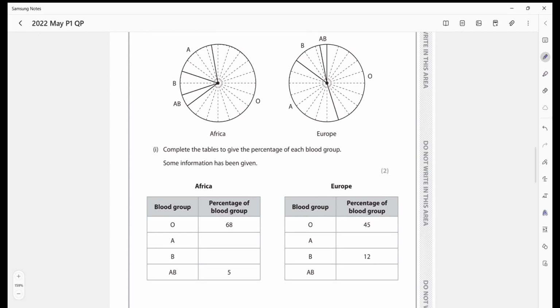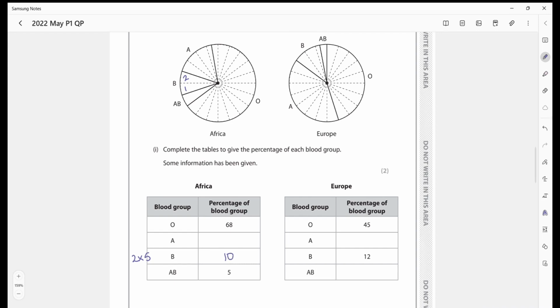So the first thing that I see here is that 5% of people have the blood group AB. And that means that this section here represents 5%. All right, so let's try and figure out what B is. So B, we have 2 of these sections. So that's 2 times 5, that would be 10.